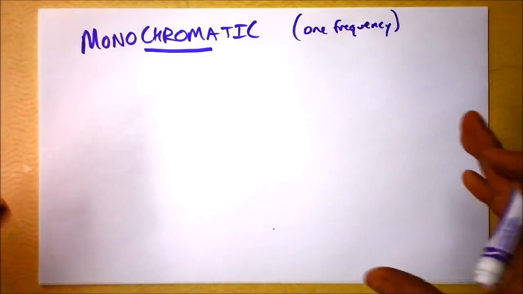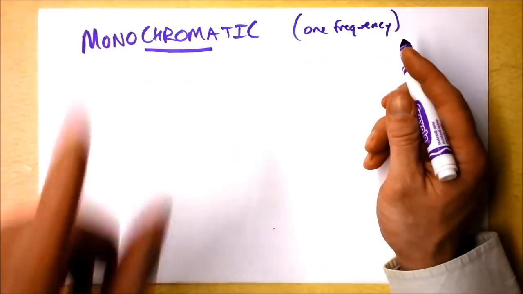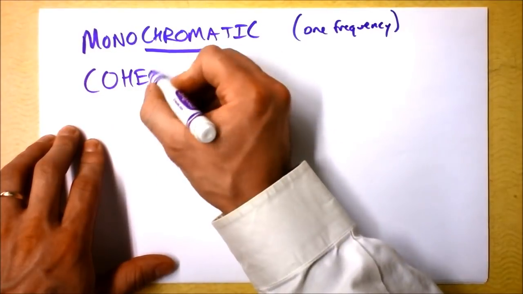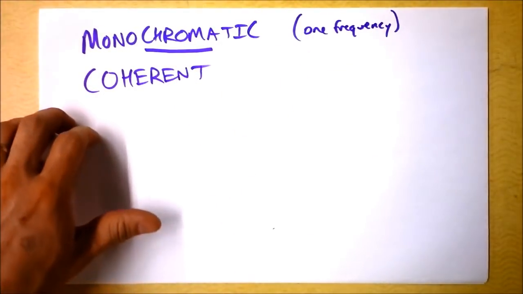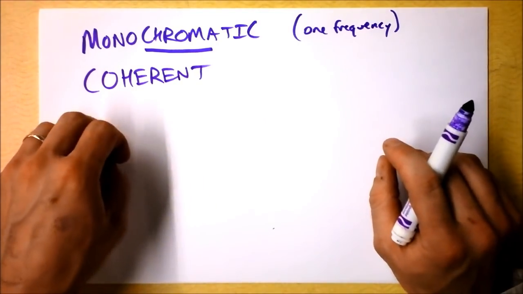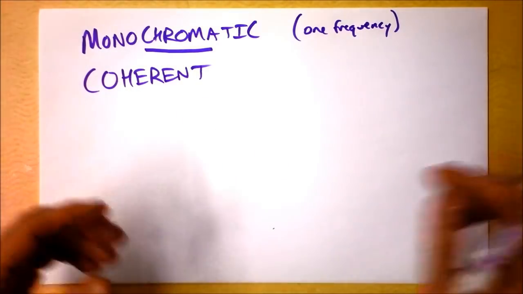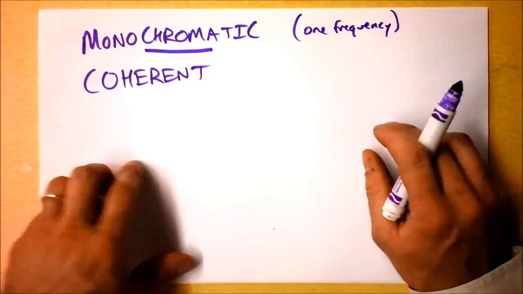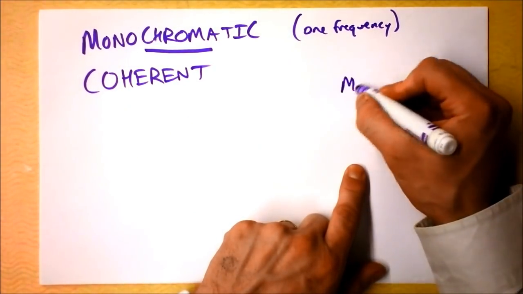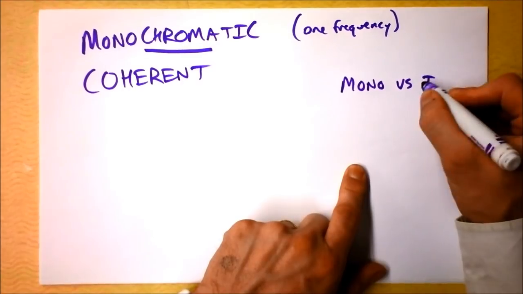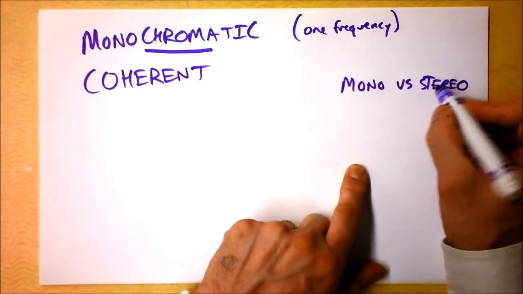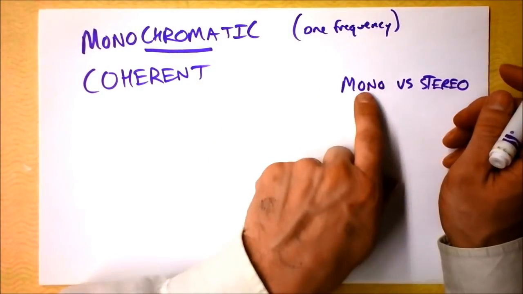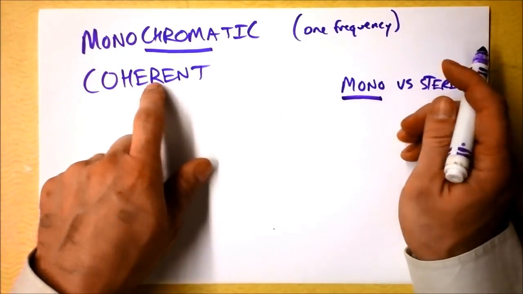Not only do I need monochromatic, but I also need coherent sources. So this might be the case when I've got two different sources, coherent. That means the sources are doing the same thing at the same time. When one source is a crest, then the other source also must be a crest. That's what happens if you wire your speakers correctly and then play a mono sound through it. Mono in that sense means not stereo. In stereo sound, you're getting different sound out of each speaker. That would not be coherent. We need monochromatic, absolutely one frequency, and we need mono, not stereo, so they're coherent. The two speakers are doing the same thing.